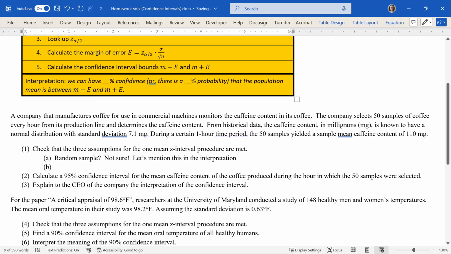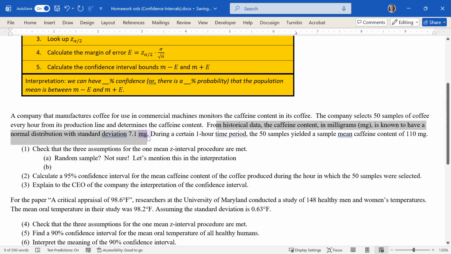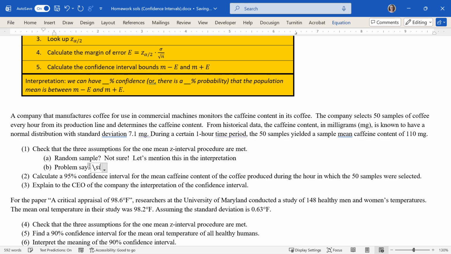Okay, so anyway, from this problem, it is said that from historical data, we know the standard deviation is 7.1. So we're going to go with that assumption. The problem says sigma is 7.1.